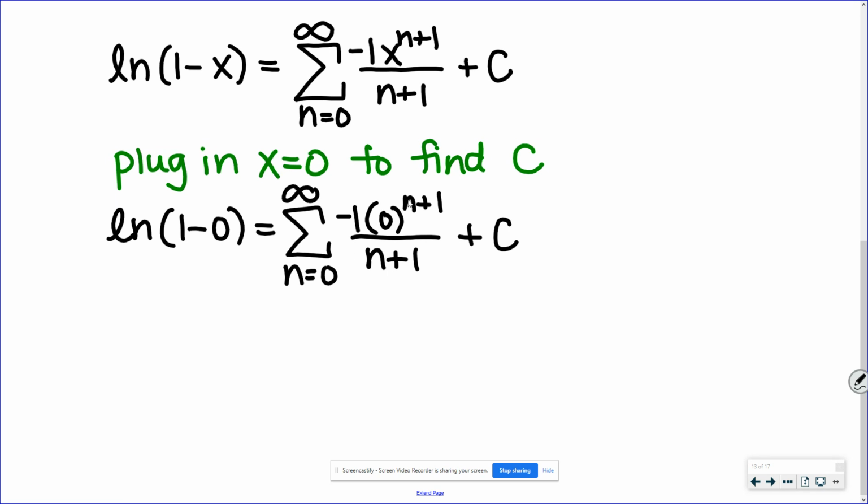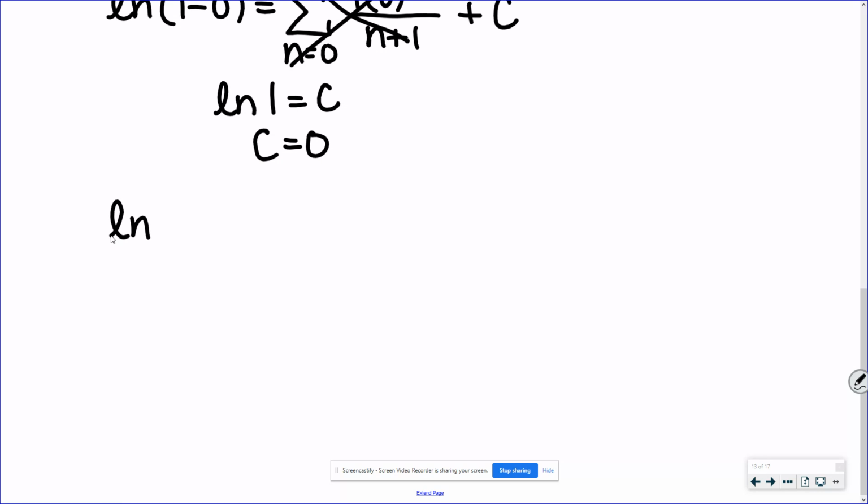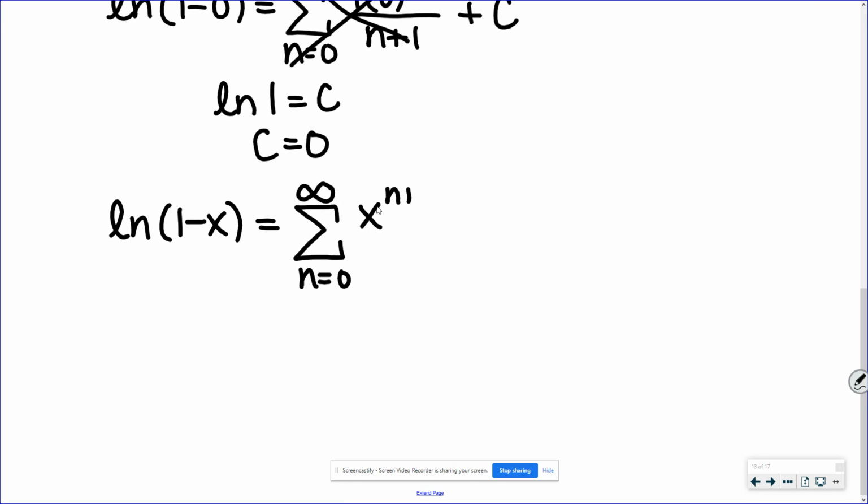It doesn't matter. The series won't really change because you're doing 0 divided by everything. So you end up with ln of 1 is equal to c, and ln of 1 is equal to 0. So c is 0 in this problem, which means that you now have an answer. Ln of 1 minus x is equal to the antiderivative that we created, which was x to the n plus 1 over n plus 1, and I forgot a negative, -1. There we go. Plus 0, which I'm not going to write. All right, part 1 is done.